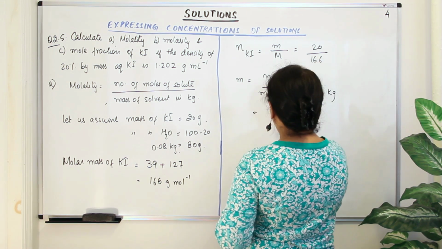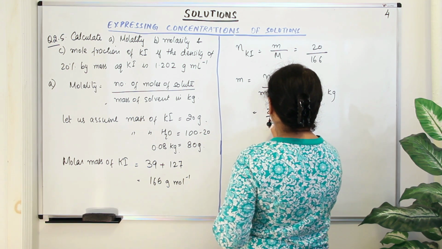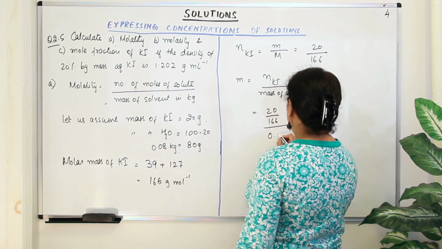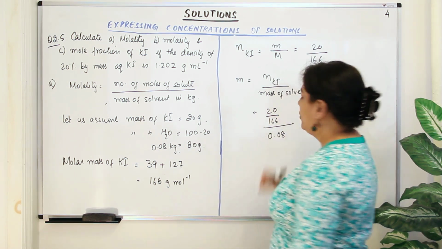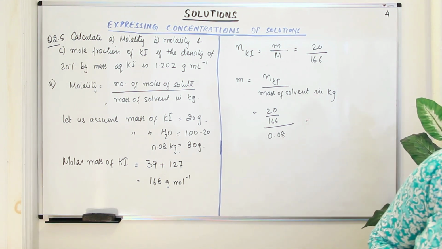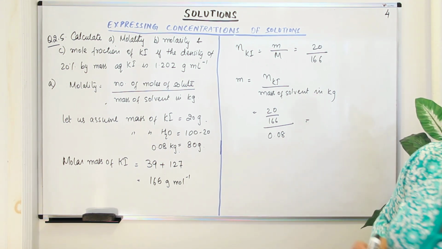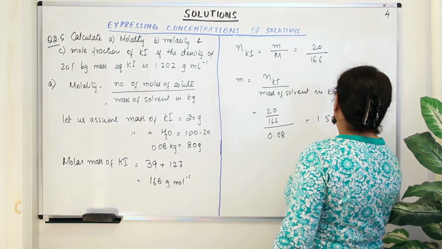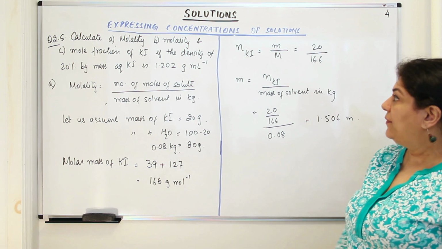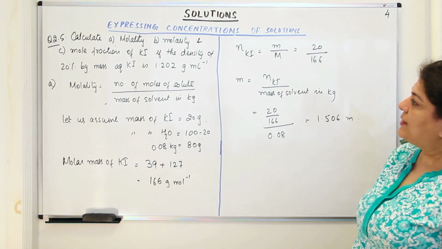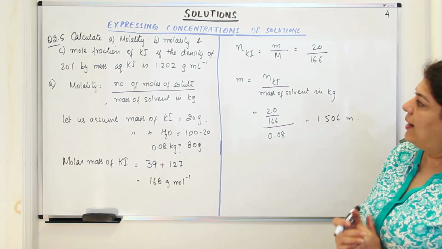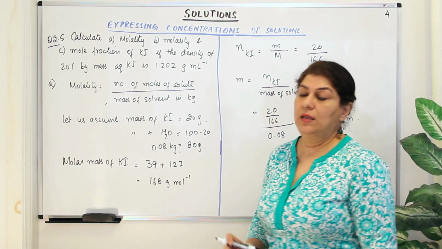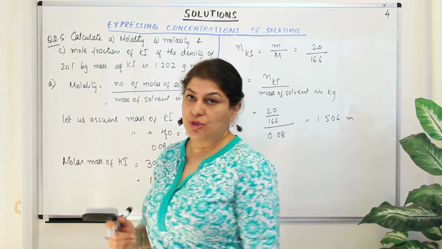So this comes out to be 20 upon 166 is the number of moles divided by the mass of solvent in kg, which is 0.08. And when you solve this, you will come to 1.506 molal solution, right? So the first part is you have to calculate the molality, and the molality of potassium iodide would be 1.506 molal. Let us now do part 2.